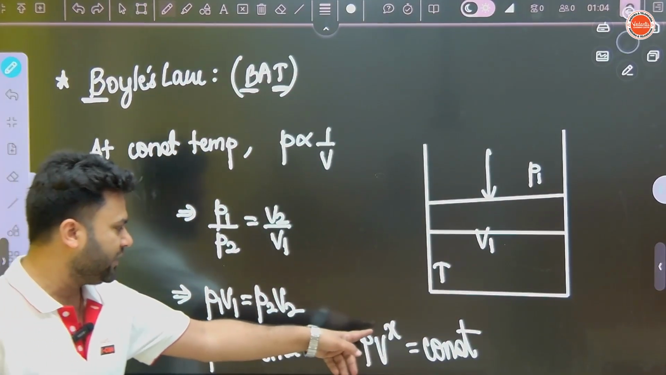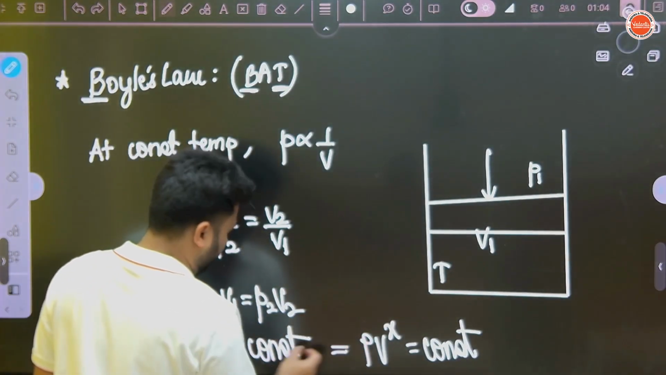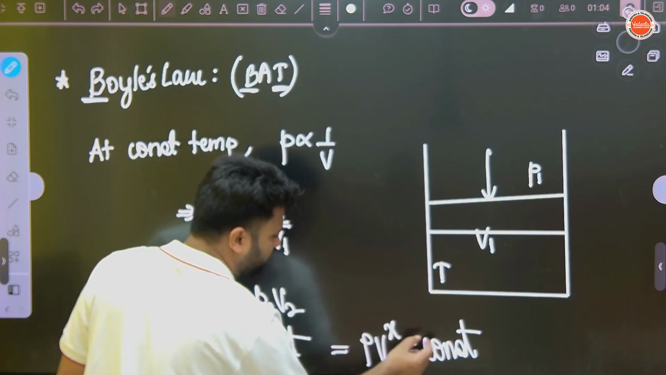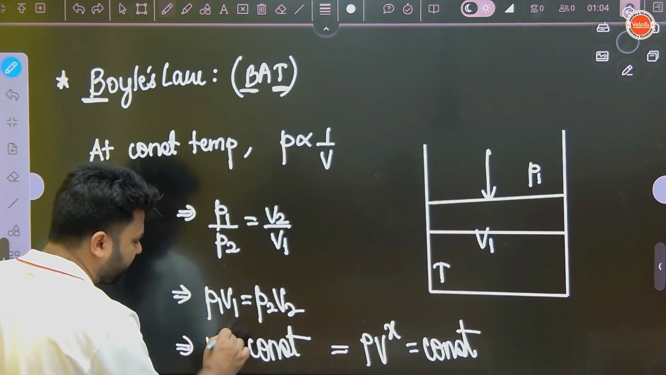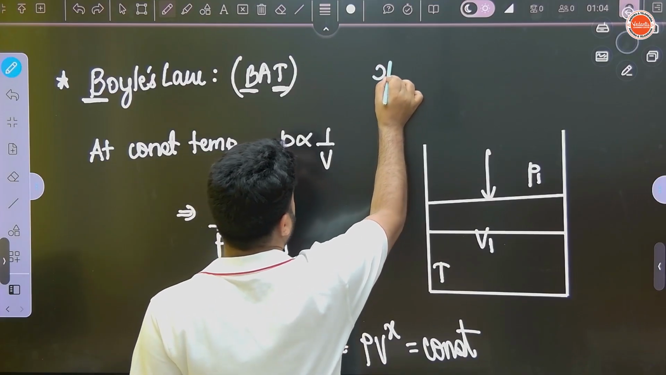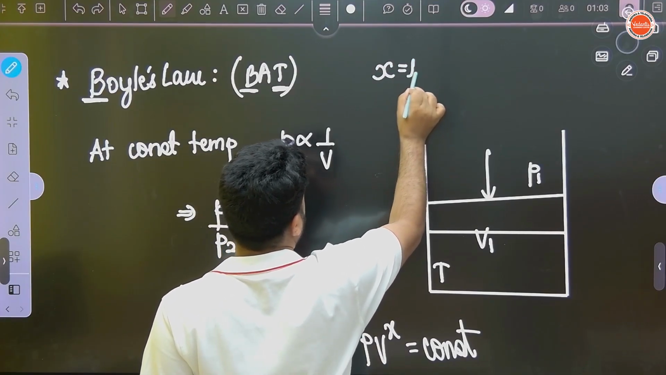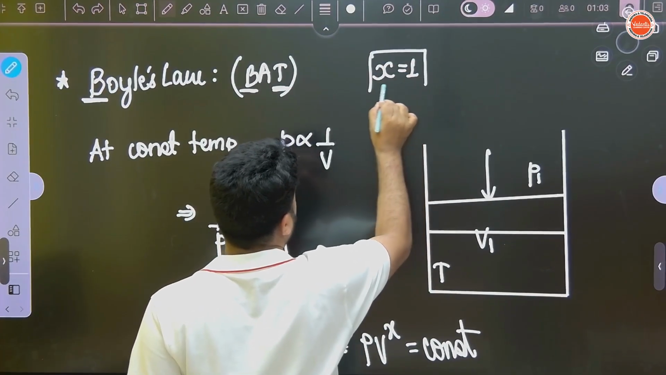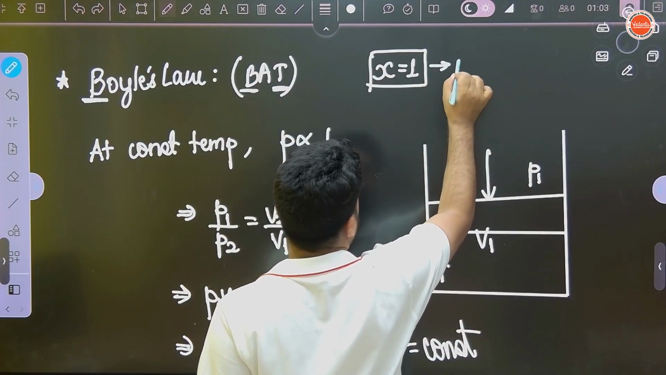What can we write for the value of x? See, PV equals constant and PV to the power x equals constant. So what should x be? Here it is 1. This index value x is 1. The index value for an isothermal process is 1.